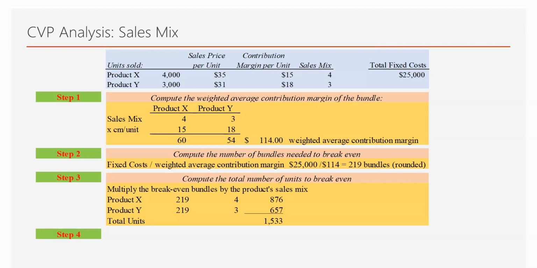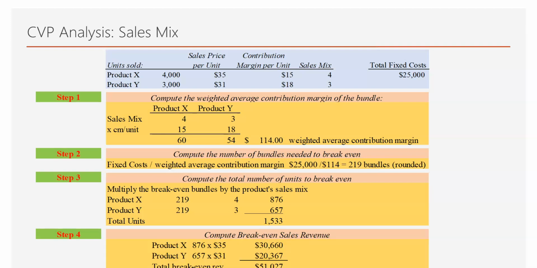Now, what do I know here? I need to sell 1,533 units to break even between the two. And if the sales mix remains 4-3, for every 7 units I sell, 4 product X and 3 product Y, I need to sell 876 units of product X and 657 units of product Y.